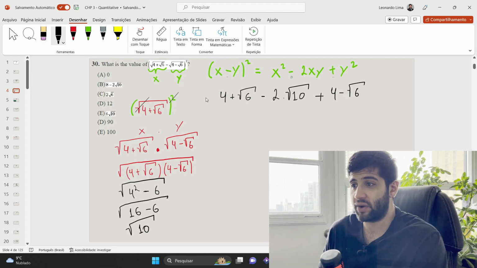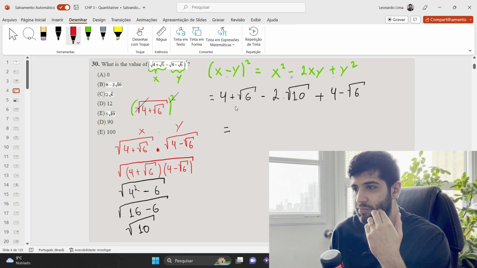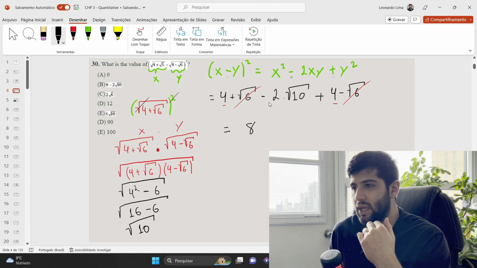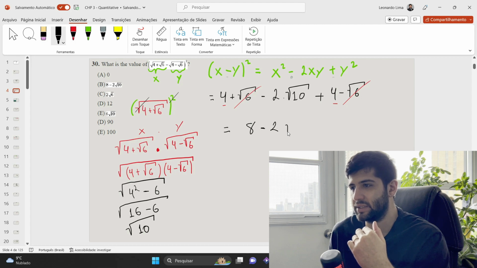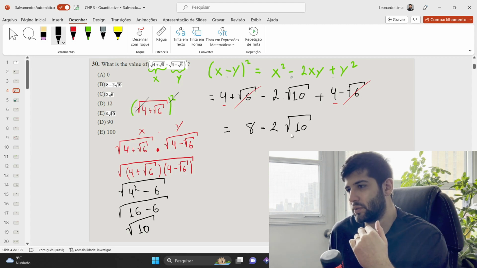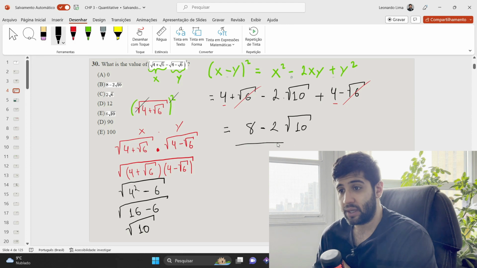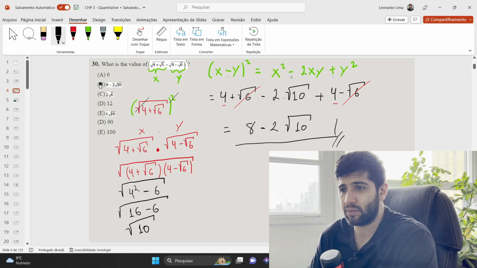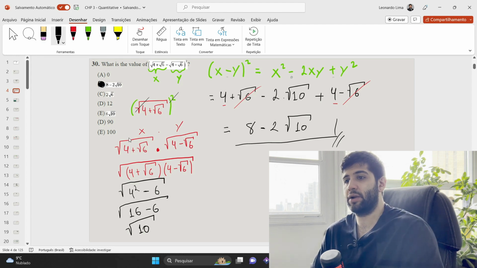Now I can simplify everything. So now in my equation, I can cut this part, luckily, right? And then I can sum 4 with 4, the famous 8. And here I can't do anything. I can just leave it like that, 2 times the square root of 10. That's our final answer. We can still simplify it a little bit, but we have this equation right here. So the correct letter is letter B.